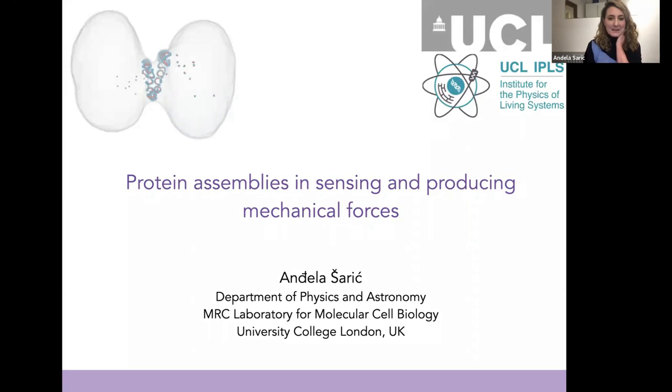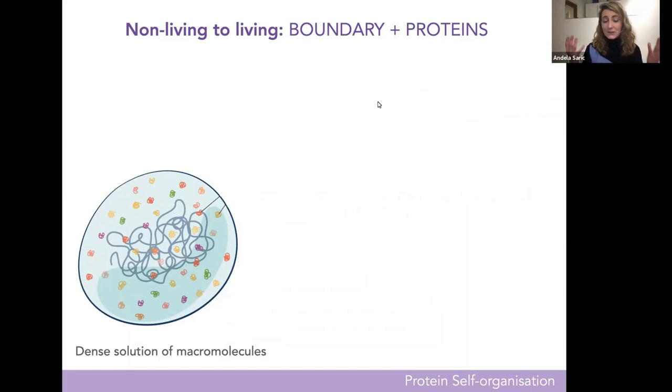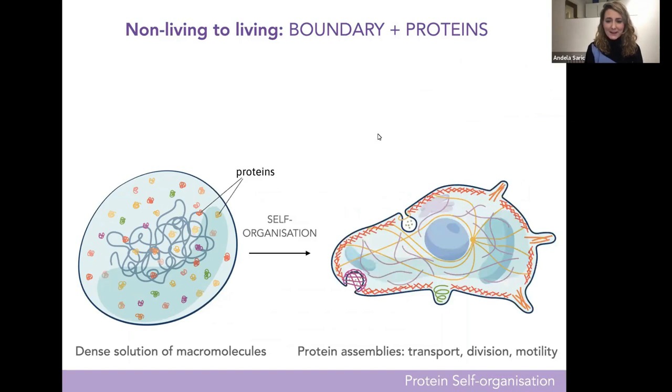So today I'll speak about making and feeling mechanical forces by protein assemblies. I'll start with what I think drives me in my research, this notion that the cell is basically a dense solution of macromolecules, kind of like soup. And then these macromolecules somehow assemble into structures that make us alive. They make filaments that enable cells to move, to divide. They make networks and lattices that do transport, that sense forces from the outside.